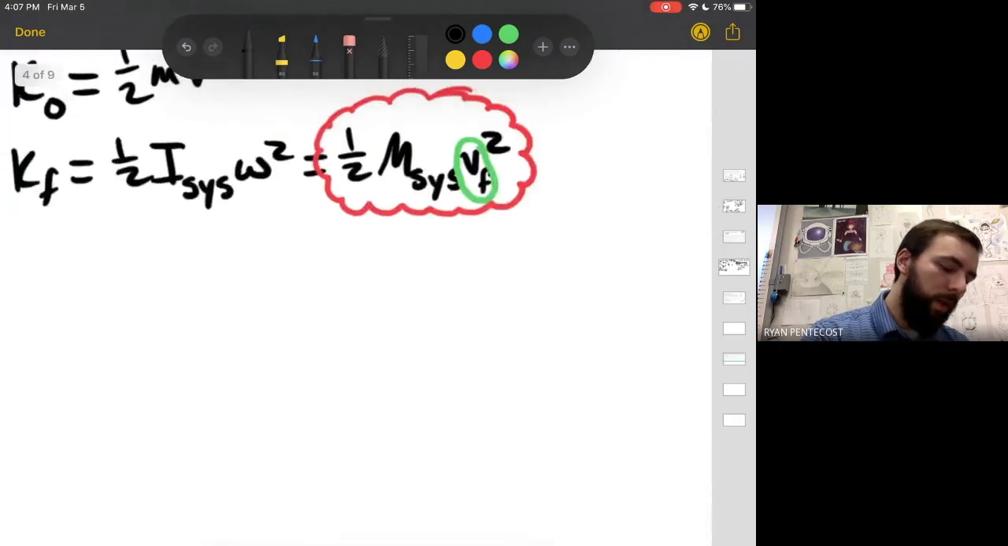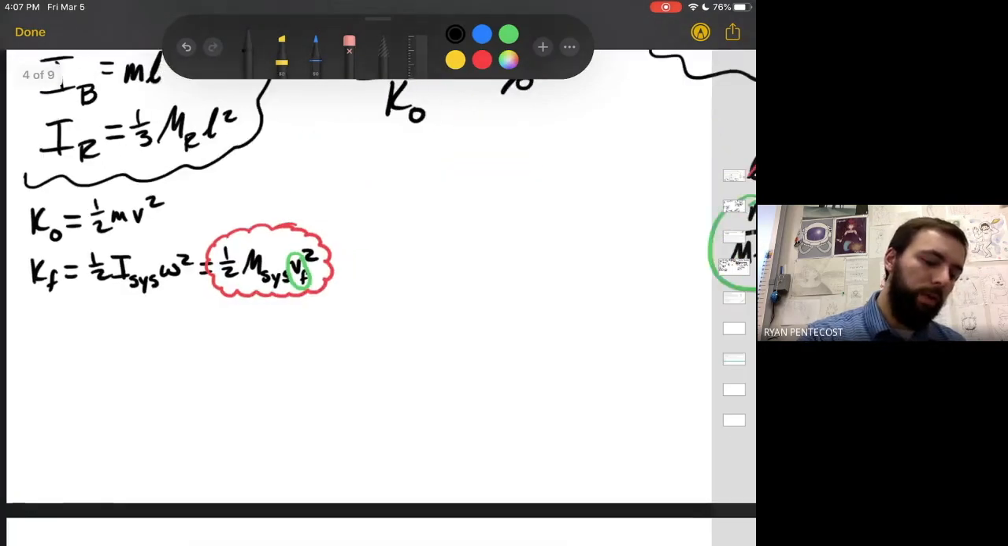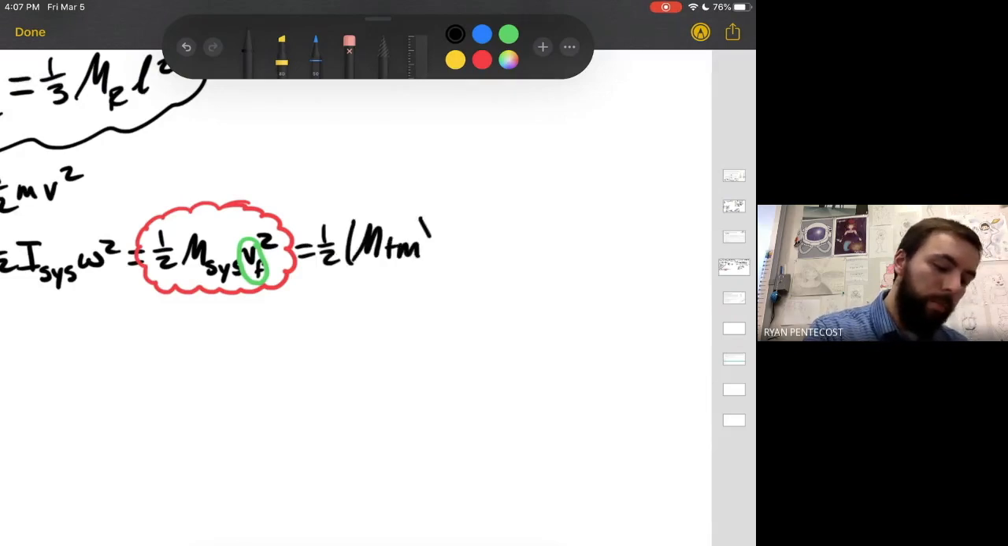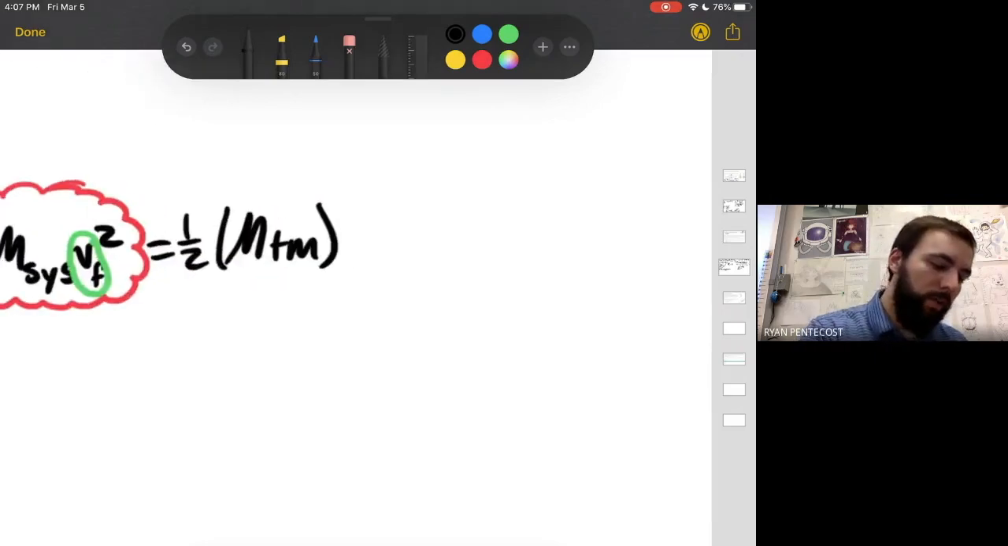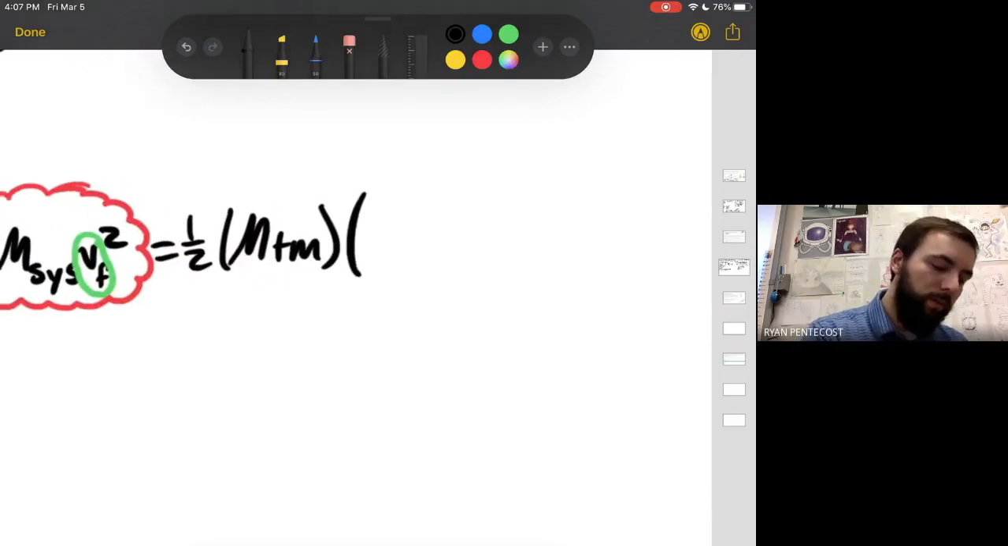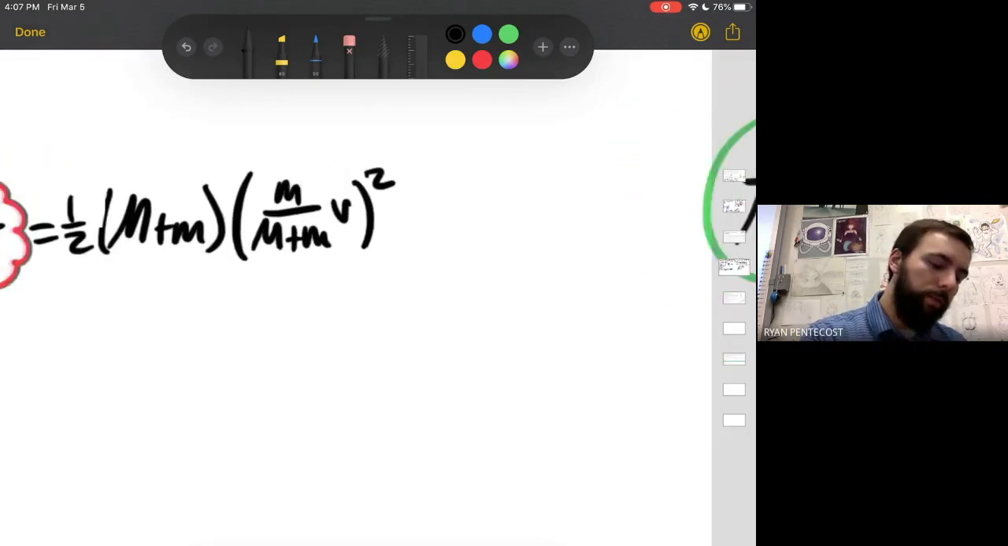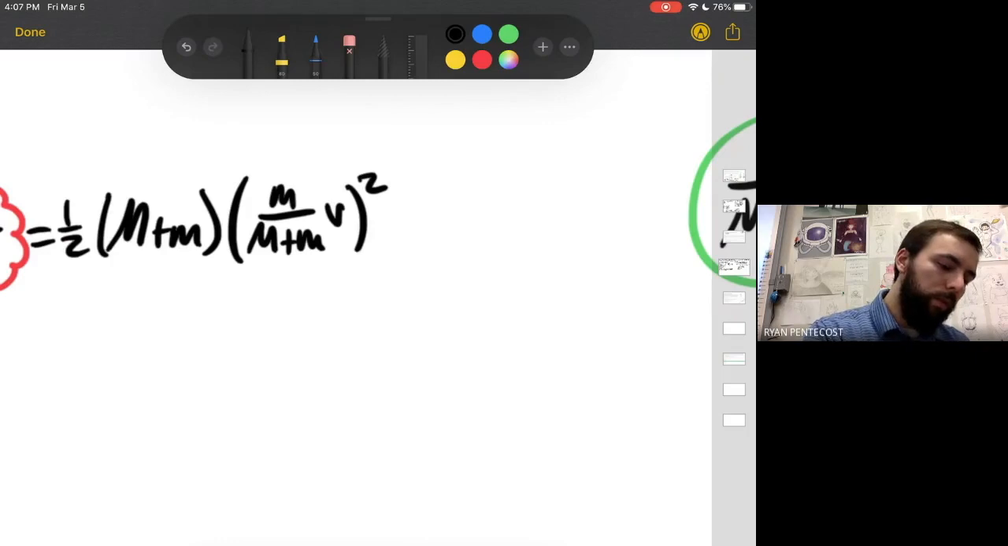So for our KF, let's see, what room do I have? Okay, so we have 1/2. The mass of the system is big M plus little m, the sum of masses. Then our VF that we just solved for is m over sum of masses times V, but it's all squared. That complicates things, right? So what we'll do is we will square this. That's squared.